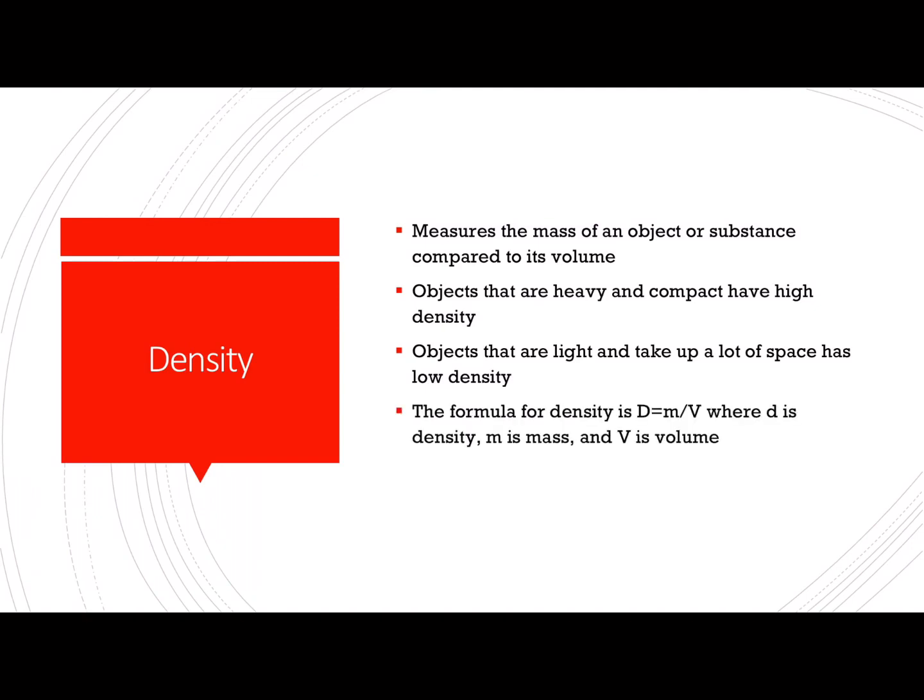The formula for density is D equals M divided by V, where D is equal to density, M is equal to mass, and V is equal to volume. The SI units displayed for density are kilograms divided by meters cubed, and grams divided by centimeters cubed.